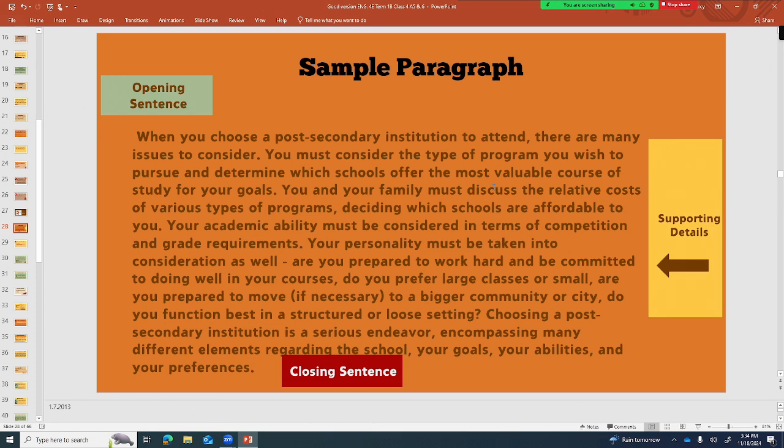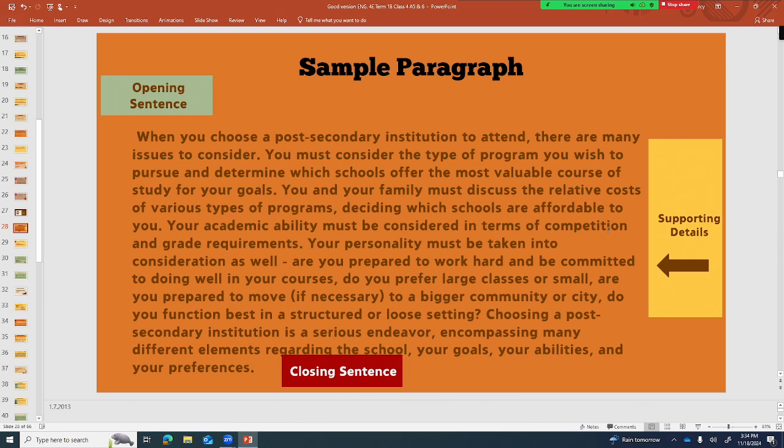Your personality must be taken into consideration as well. Are you prepared to work hard and be committed to doing well in your courses? Do you prefer large classes or small? Are you prepared to move if necessary to a bigger community or city? Do you function best in a structured or loose setting? Choosing a post-secondary institution is a serious endeavor encompassing many different elements regarding the school, your goals, your abilities, and your preferences.